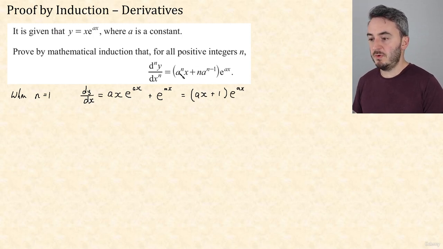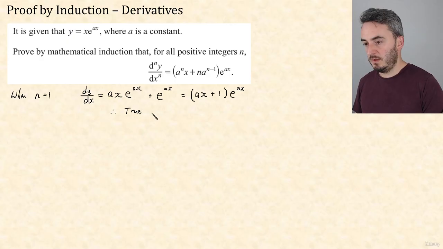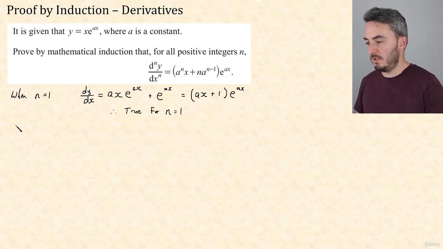Now, is that the same as this? Yes, it is, because we've got a to the 1 times x, that's this bit, and we've got 1 times a to the n minus 1, which is a to the 0. So that's just n, which is 1. So we can just say, therefore, true for n equals 1. Okay, so now we have our inductive hypothesis.